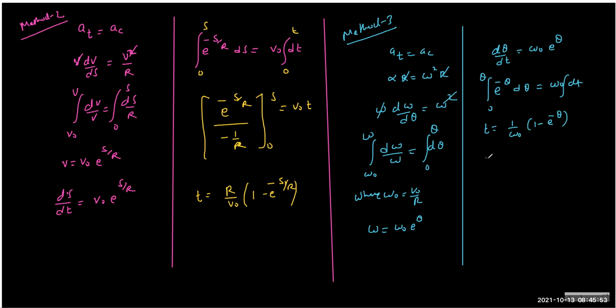Now once you have the answer, you can convert it into the values given. So omega naught we can write as v naught by r, and theta we can write as s by r. So we are using the formula theta equals L by r, arc length. So again, you will end up getting the answer.